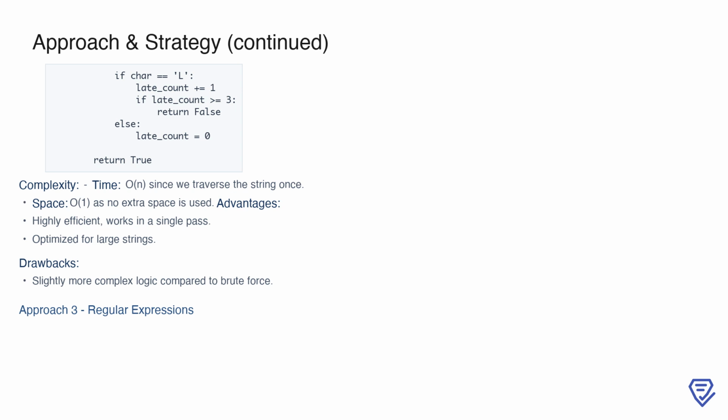The complexity here is much better than the brute force approach. The time complexity is O(n), since we traverse the string just once, and the space complexity remains O(1), as we only use a few variables. This method is highly efficient and works well even for larger strings. However, the logic is slightly more complex compared to brute force, which could make it less intuitive for some developers. Still, its efficiency makes it a strong candidate.